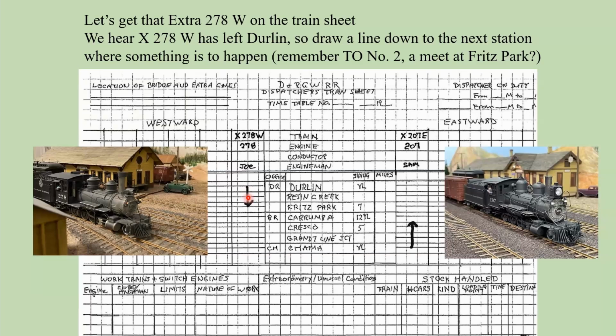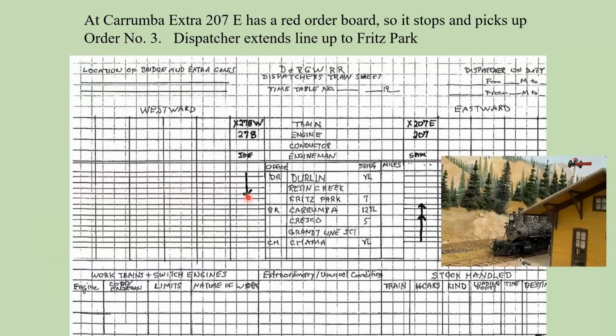Now, at Corumba, extra 207 has a red order board. It's arrived. He stops and he picks up that train order number 3. If you recall, train order number 3 says 207 has got to meet 278 at Fritz Park. So this is what we have here in the photo. You can see 207 there by the depot. You can see the train order signals are set. What you can't see very well, because you're looking at the backside of a white paddle, is the fact that the board is set against him, meaning he's got to stop and pick up orders, which is what he has done in this case.